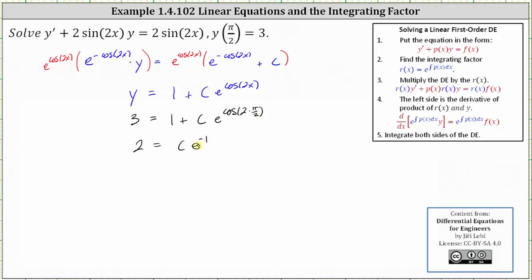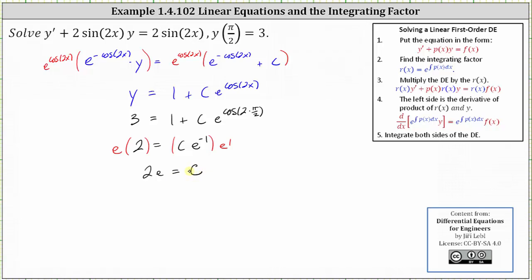We can write this as c divided by e, or leave it in this form, and multiply both sides of the equation by e. Let's go ahead and do that. We'll multiply both sides by e, or e to the first, if that's helpful. This gives us 2e is equal to c times e to the 0, or just c.